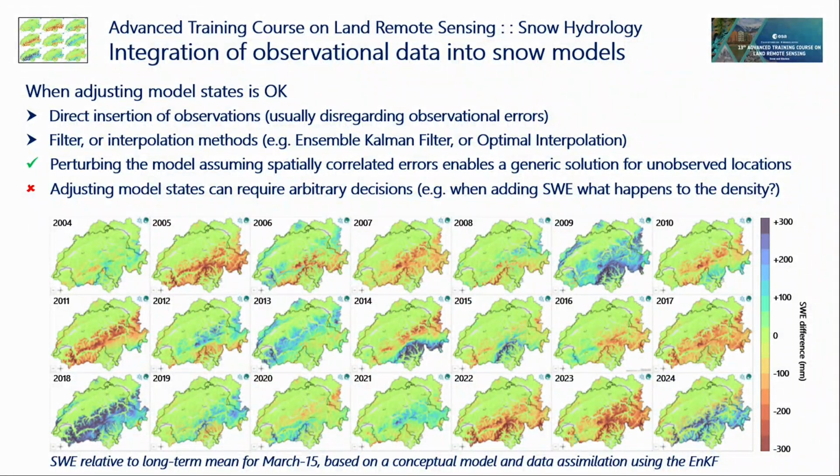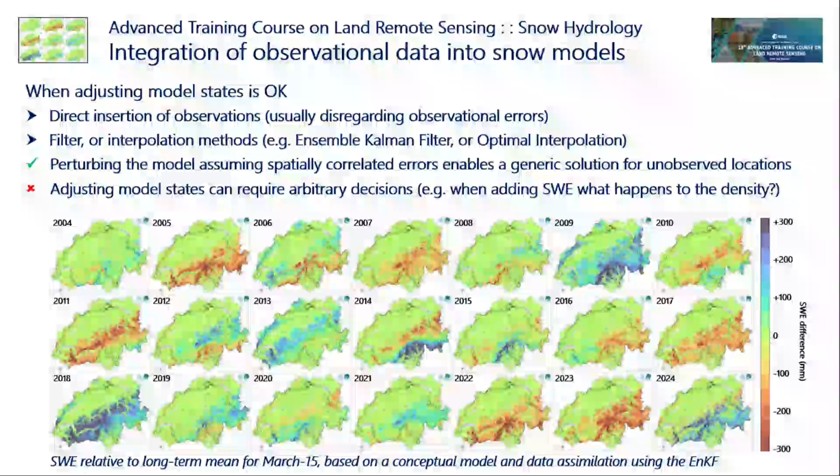However, the problem here is that adjusting the model states can require some very arbitrary decisions. Let's say you need to add some snow because the observations say there's more snow, and you need to tell the model to add snow. So what do you do? Do you add new snow? Do you add old snow? What is the density of the snow you have to add? No idea. Nobody will tell you, and the solution is not available here.